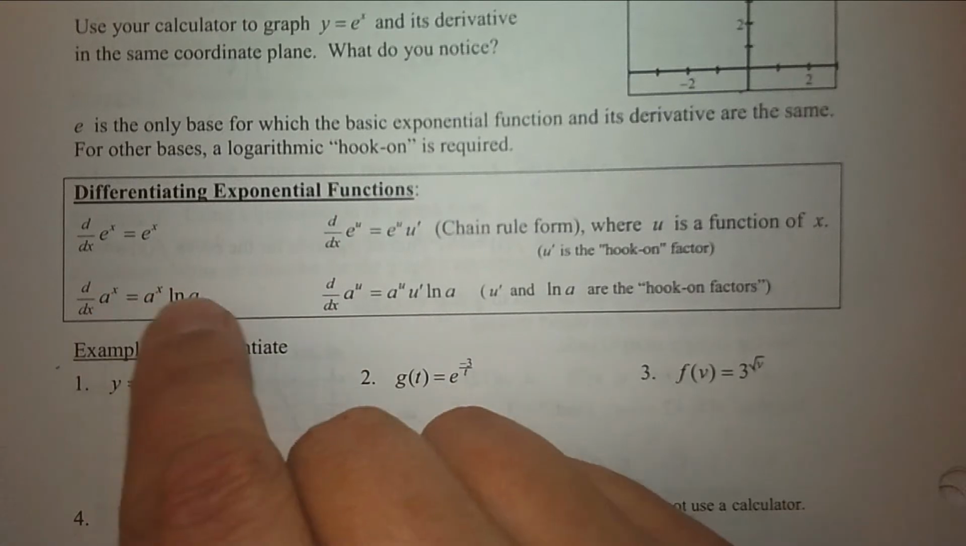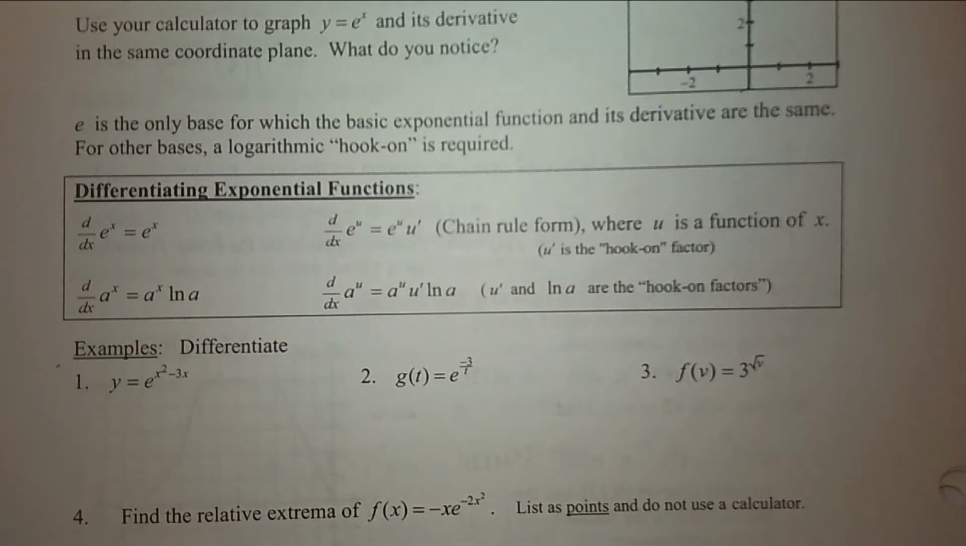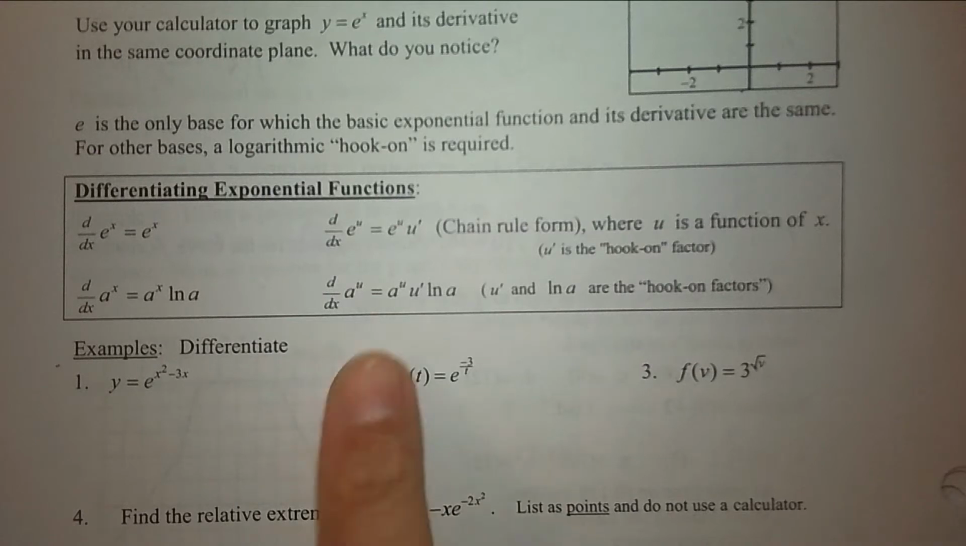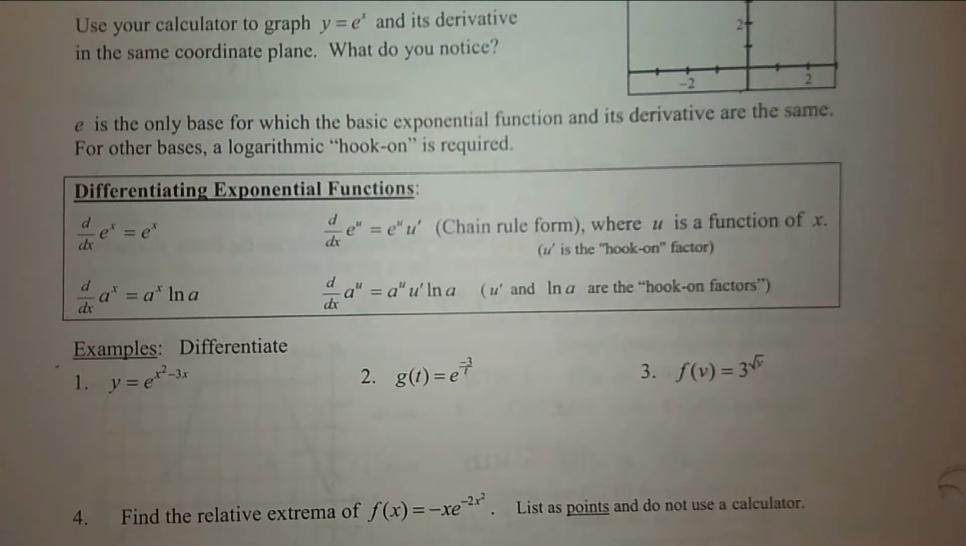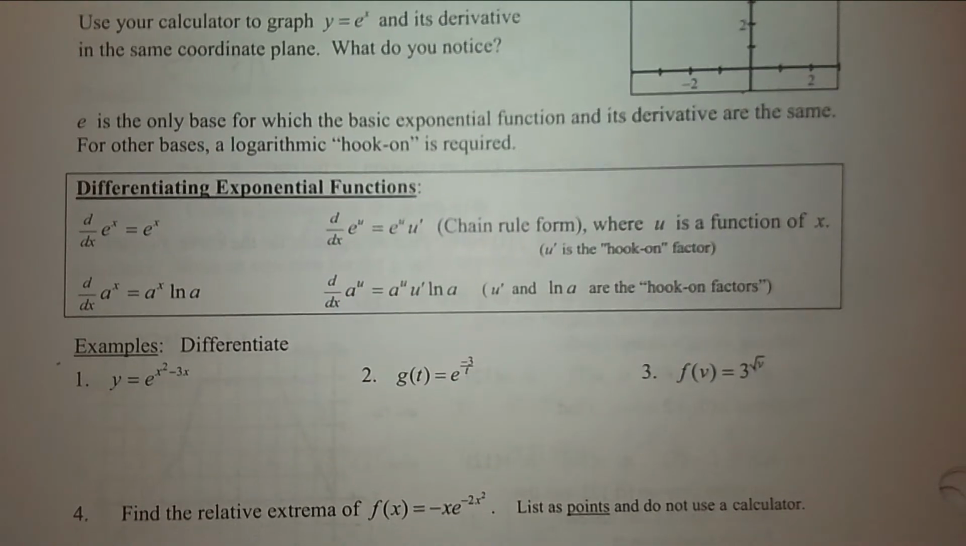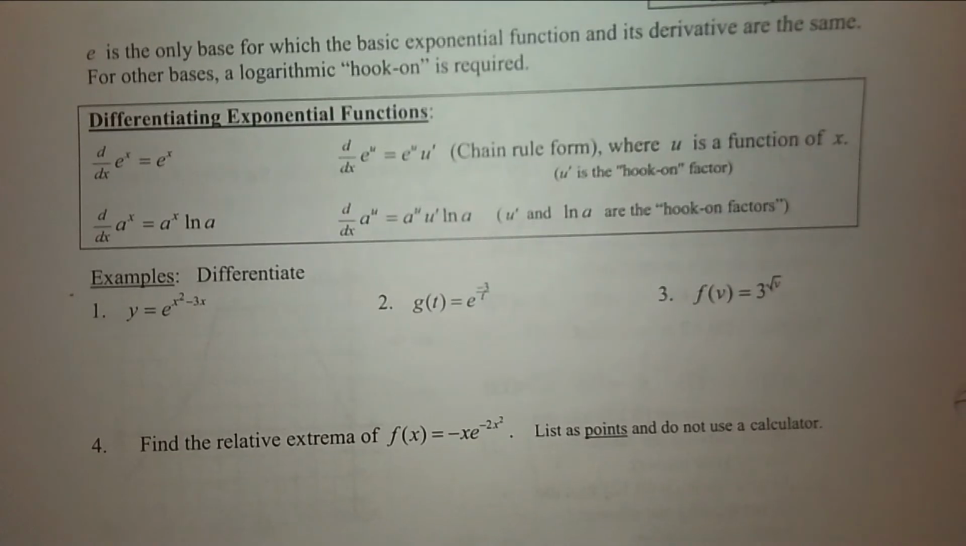Now, could there also be a hook in the exponent with that formula? Yes, whatever's in that. So we're going to practice that right now. You can see the general formula on the right is with the hooks that could be in the exponent. But we learn best by practicing. Number 1, can you differentiate? What does that mean?